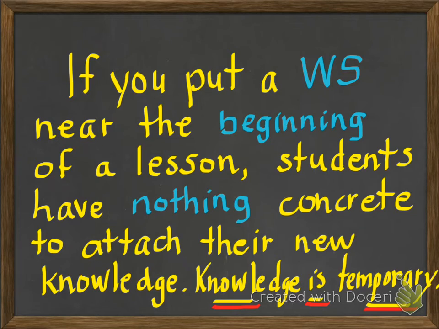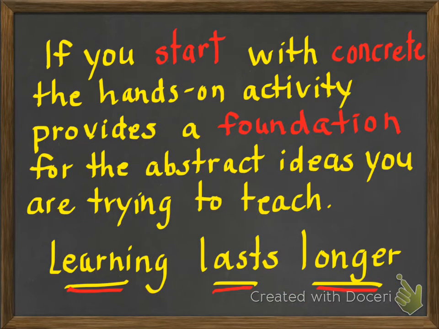If you put a worksheet near the beginning of a lesson, students have nothing concrete to attach their new knowledge to. So therefore, knowledge is temporary. All they're learning to do is the worksheet. There's nothing lasting about doing a worksheet. If you start with a concrete activity, on the other hand, a hands-on activity, that concrete activity provides a foundation for the abstract ideas that you're trying to teach. So when you're moving from concrete to representational to abstract, learning lasts longer.